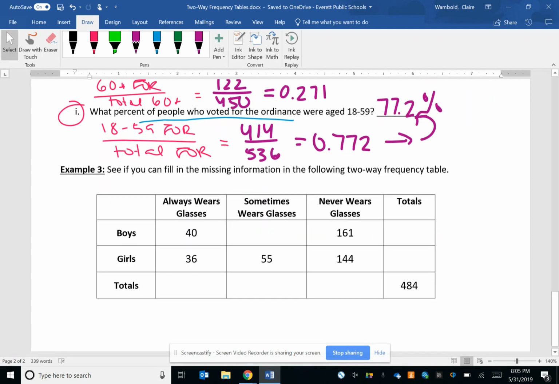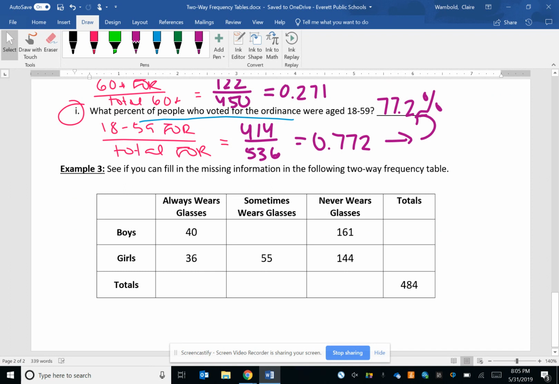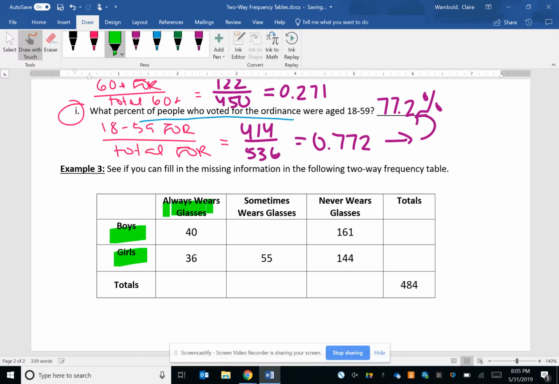So last example on here, example 3 says, see if you can fill in the missing information in the following two-way frequency table. So the missing values are not just the totals this time, but we're looking at a population of boys and girls that are also considering the question whether they always wear glasses, whether they sometimes wear glasses, or whether they never wear glasses. So I encourage you to pause the video now and try to fill in this table and check back in when you're done.